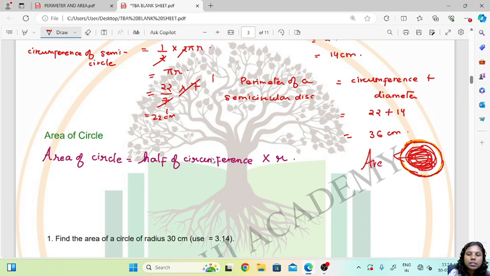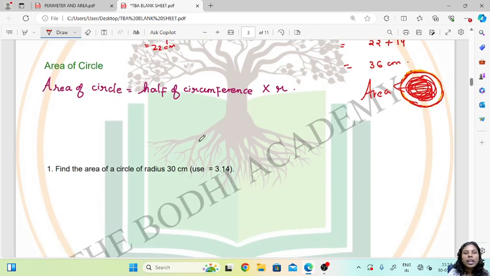That is the area. So the area of a circle is given by half of circumference into r. So half of circumference, we know what it is, half into 2 pi r into r. So this half, this 2 gets cancelled. So what is left is pi r square. So the area of a circle is given by the formula pi r square.